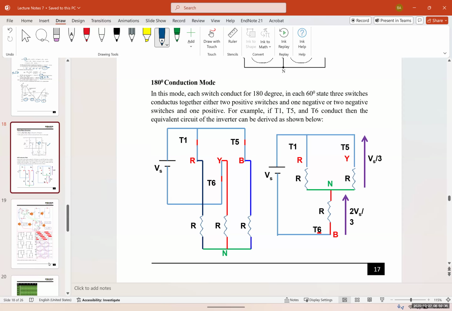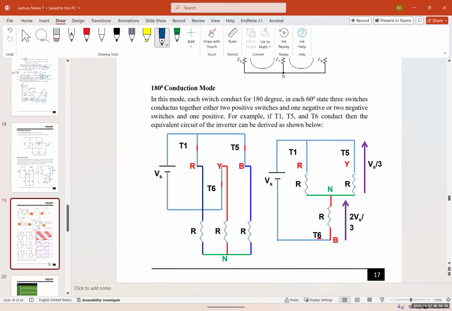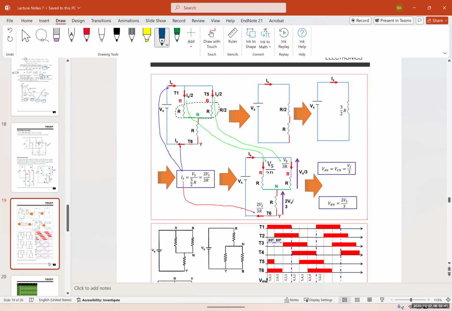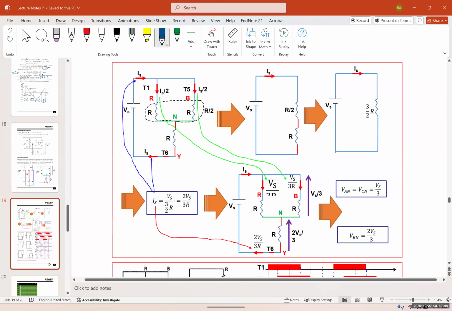The picture is a little misaligned. This is the picture for the 180 when the switches are connected. As you can see, for example, in the positive conduction we have 2 positive and 1 negative. So T1, T5, and T6 are connected. If we draw the KVL for this, we can find the current coming from the source. The current coming from the source is divided in 2 currents here and going back, combining here.